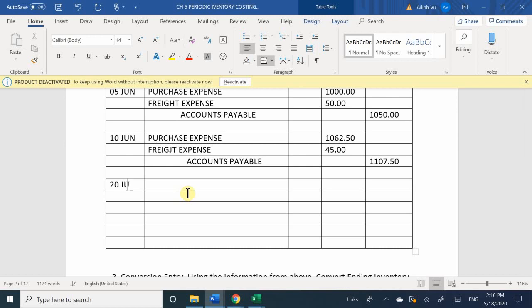All right. And what are my accounts? Purchase expense. Freight expense. And accounts payable. Okay, and what are the numbers again? We got 750 plus 25, which gives us a grand total of 775.